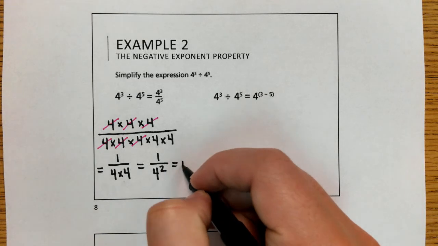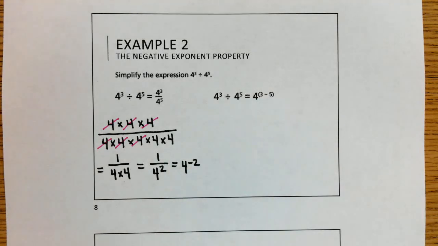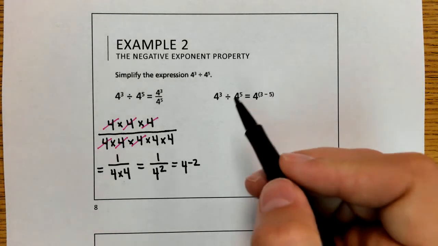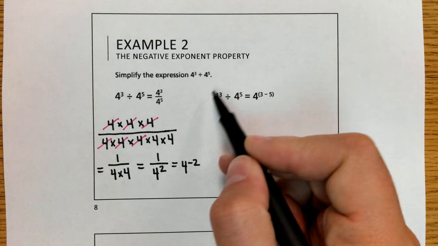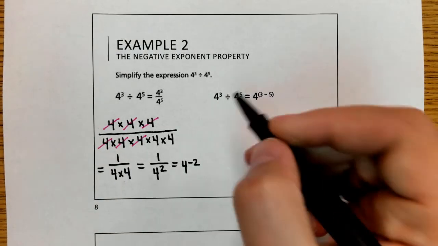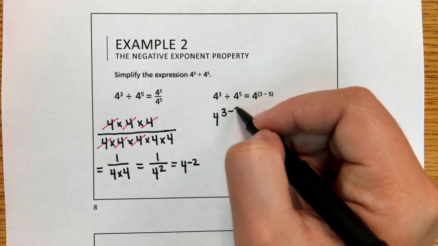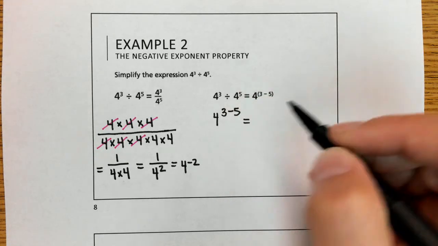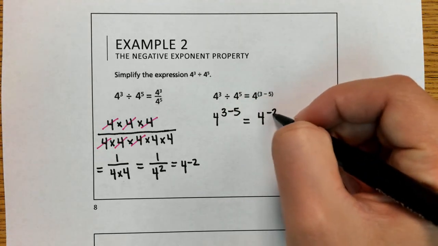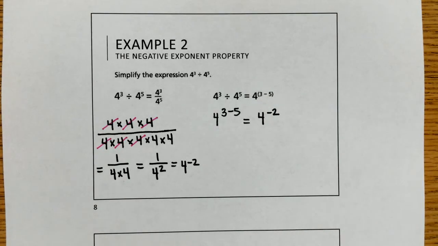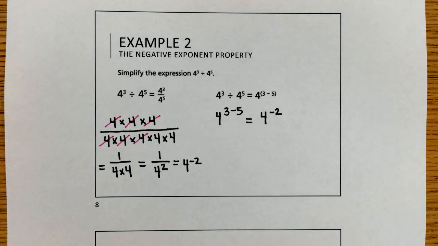So this would become 4 to the negative second power. Okay. Another way to look at this is thinking about your subtraction property when you have the quotient of powers. You would subtract your exponents. You have the same base, so you take 3 minus 5, and 3 minus 5 gives us negative 2. So that's another way to get your negative exponent. So 4 to the negative second power.